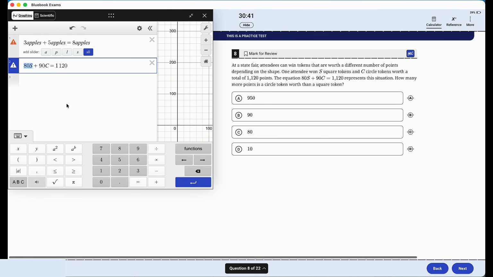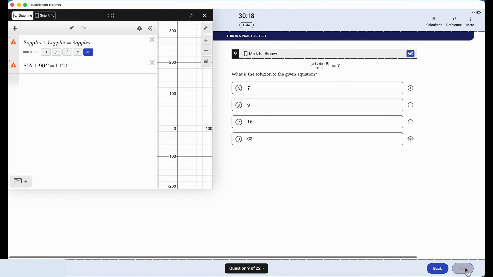You'll get a question like this. I've seen it on the other tests. It might be in one of the previous videos actually. They're very common. It'll ask you what's the meaning of 80S? 80S would be your total points from all your square tokens, and thus 90C is all your points from all your circle tokens. But what they're asking is how much more is a circle token than a square token? That's these coefficients and you just have to subtract them. So it's just 10.